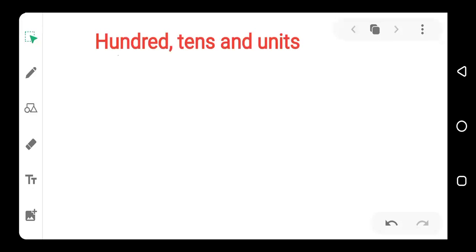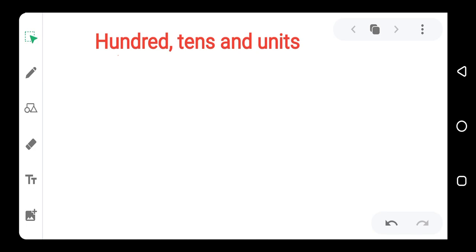Today we want to talk about hundreds, tens, and units. We are learning hundreds, tens, and units. In our last lesson, we learned tens and units, how to find out tens and units. Today we want to learn how to find out hundreds, tens, and units. So we are adding 100 to what we learned in our last lesson.